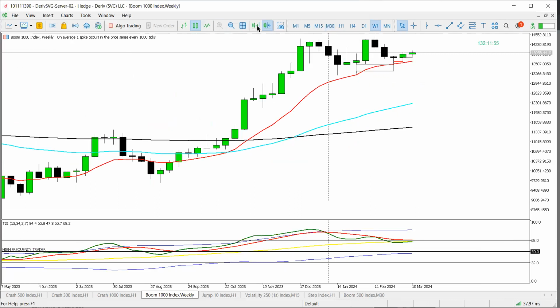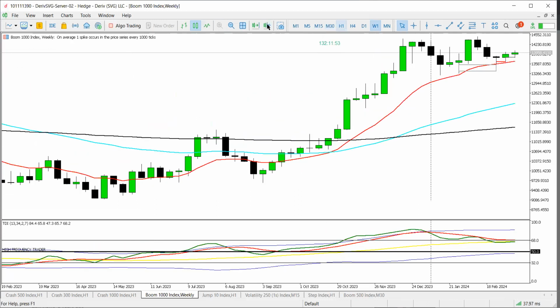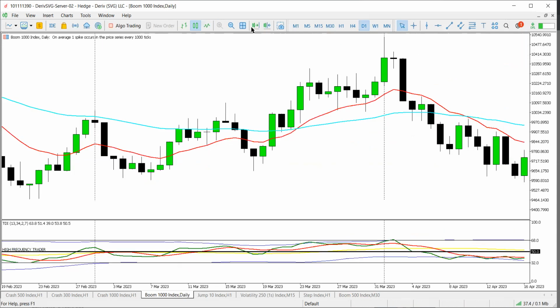So on the weekly, we rejected the 13 EMA the week before last. Last week, we pushed up a little bit, and this week, we're looking for a potential push to the upside, which will see our price come up to this area here. So that's a potential target if we were to go up.